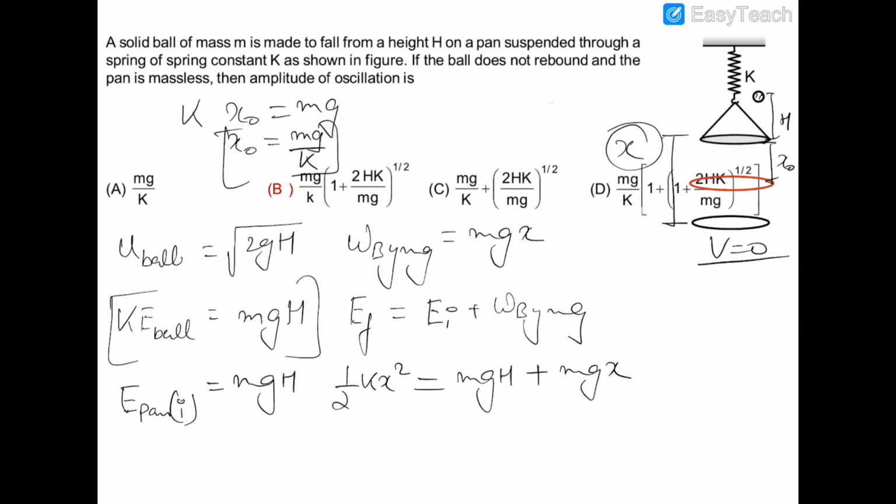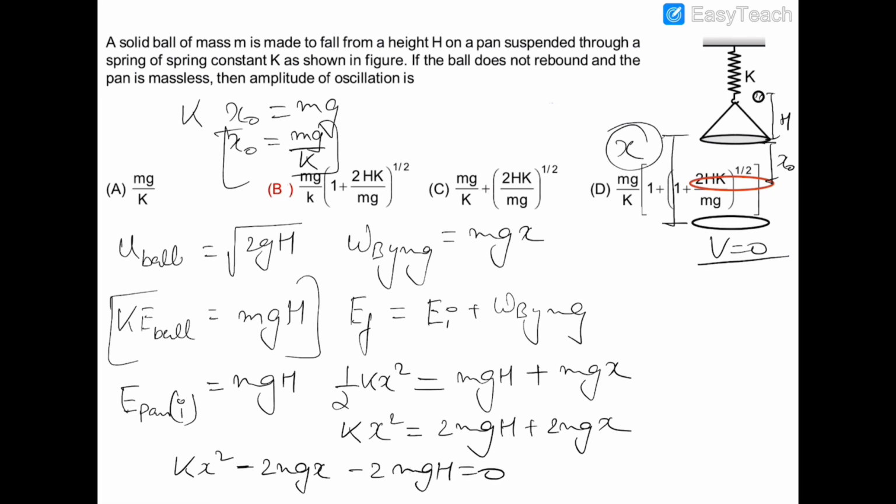So we have to calculate the value of x. Half kx square will be equal to mgh plus mgx, in fact kx square will be equal to 2mgh plus 2mgx. So kx square minus 2mgx minus 2mgh is 0, and therefore the equation is kx square minus 2mgx minus 2mgh equals 0.